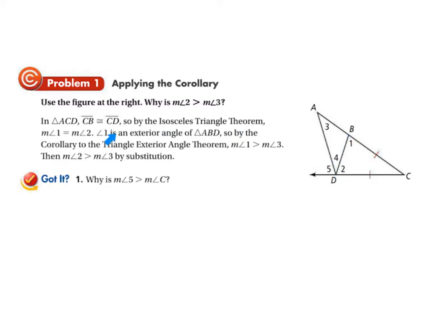Okay, so angle 1 is an exterior angle of this triangle. So by the corollary of the triangle exterior angle theorem, we know that the measure of angle 1 has to be greater than the measure of angle 3, just as it's greater than the measure of angle 4, because those are the two remote interior angles. So since the measure of angle 1 is greater than the measure of angle 3, by substitution, the measure of angle 2 is greater than the measure of angle 3.